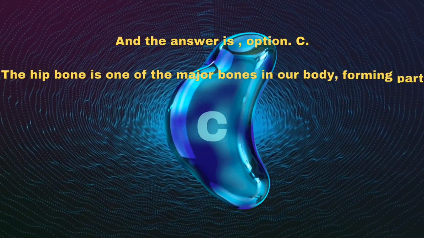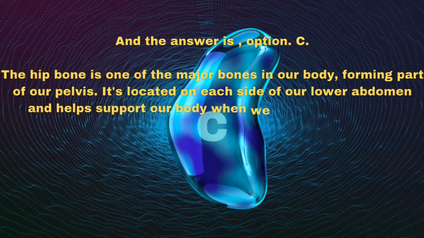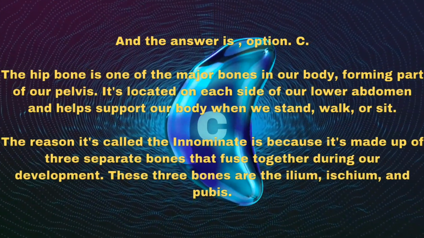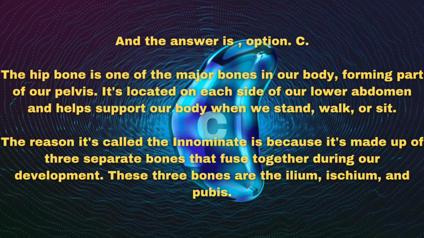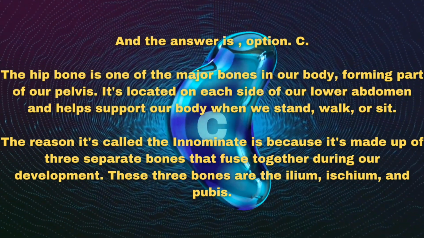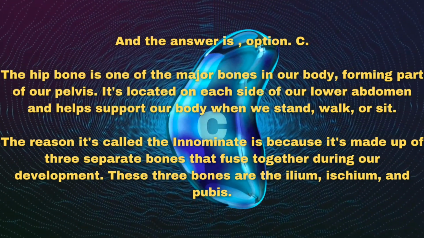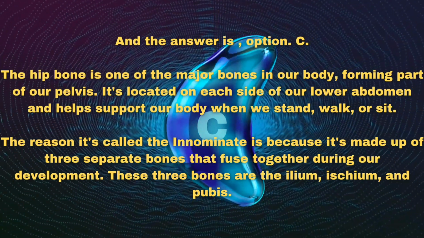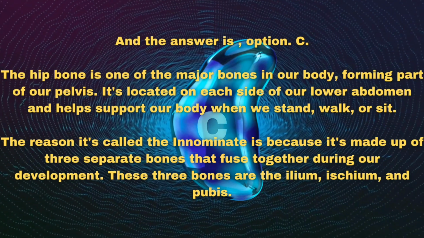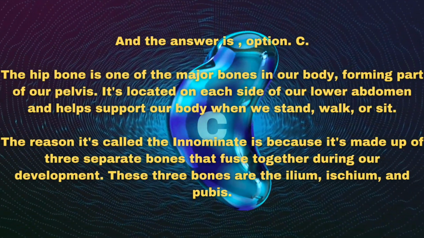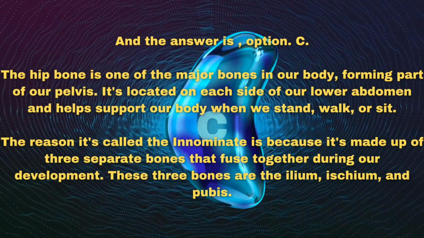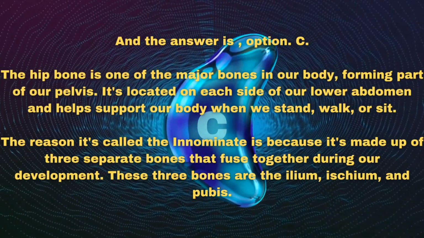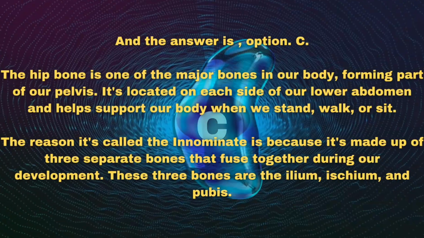And the answer is option C. The hip bone is one of the major bones in our body, forming part of our pelvis. It's located on each side of our lower abdomen and helps support our body when we stand, walk, or sit. The reason it's called the innominate is because it's made up of three separate bones that fuse together during our development. These three bones are the ilium, ischium, and pubis.